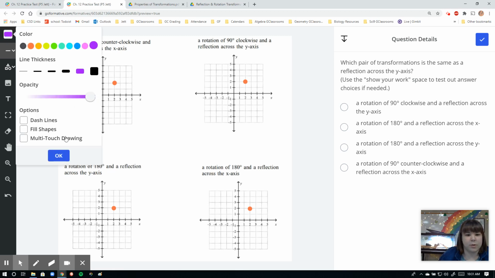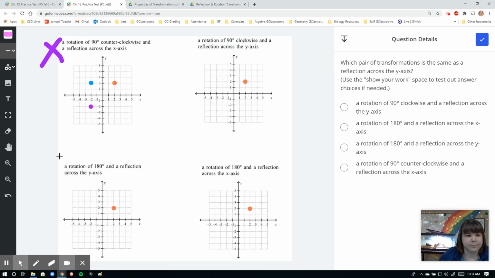Let's look at another one. Nope, I used blue. There we go. Okay, so let's do this one. A rotation of 90 degrees clockwise. Okay, remember that counterclockwise is the norm. So if we're going clockwise, it means we're going to rotate to the right. So our new point would be here if we rotated 90 degrees clockwise.